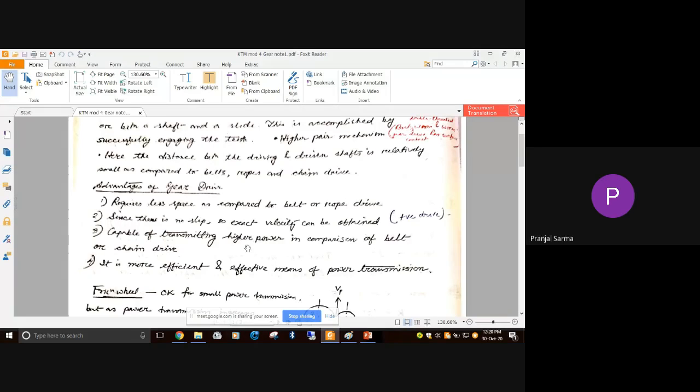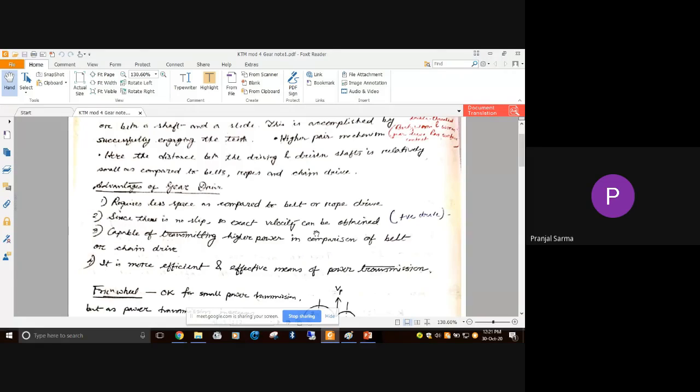Now this gear drive, which is also a kind of rigid drive, is capable of transmitting higher power compared to belt drive or chain drive. So that is another advantage. For transmitting a higher level of power, you have to go for this kind of gear drive. It is capable of doing so. And basically it's a comparatively more efficient and effective means of power transmission.